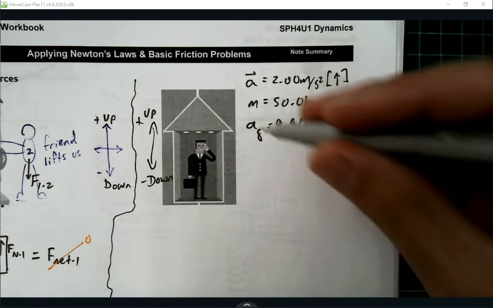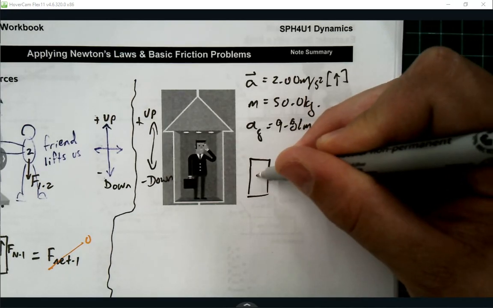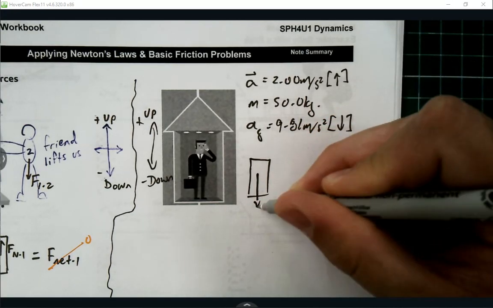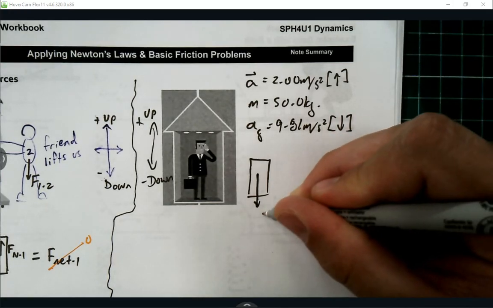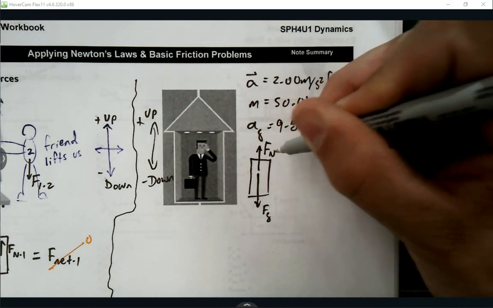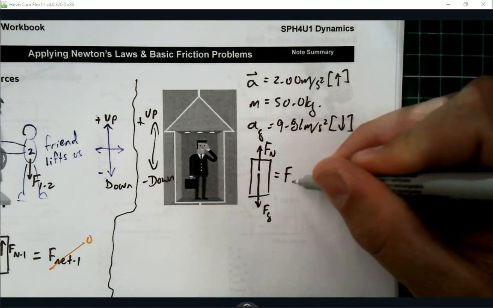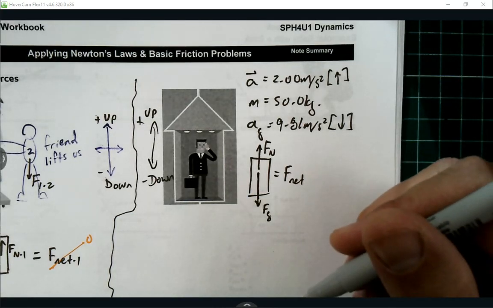If I were to do a free body diagram for this one, there's no little friend trying to lift this business person up. So I've got Fg, I've got F normal, equals F net. I'm not convinced that I've drawn this to scale. What should be true about F normal relative to Fg if the person's accelerating upwards? F normal should be bigger, right? So that's a should be. I'll keep that in my mind's eye for a minute.